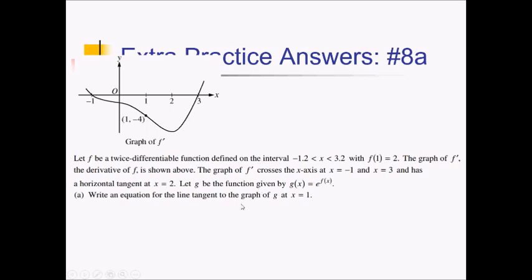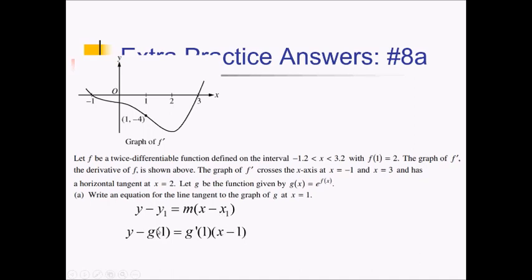Okay, so the first part of this problem is they want an equation for the line tangent to the graph of g at x equals 1. So in general, I'm going to use the point slope formula here. y minus y1 equals m times x minus x1. Now applying that to this problem, they want to know about the tangent line at 1. So the y value at 1 is really going to be g of 1. So this is y minus g of 1. The slope is going to be g prime of 1, and then this is going to be x minus 1 in here.